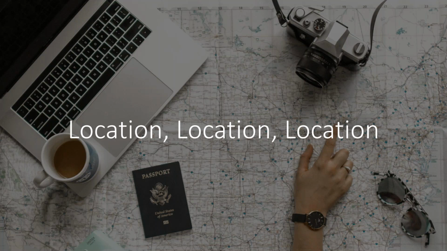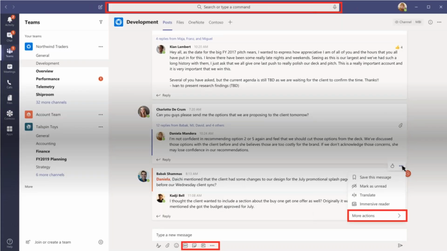For a tab, they have to click on the tab button. But for messaging extensions, they're right there. You open Teams and you have access to your messaging extensions. I circled them around with a red box here. So we have the 3 dots at the bottom.